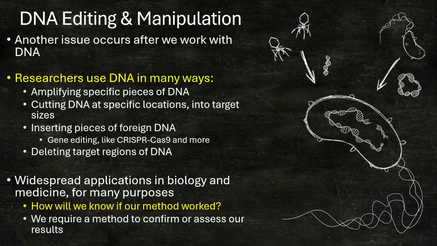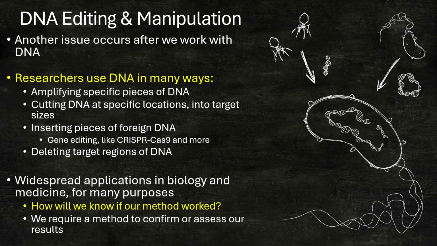Now, researchers use DNA in a variety of ways, including taking pieces of the DNA and amplifying it, making many copies of that DNA. In some cases, researchers will be cutting up that DNA at specific locations. They might be inserting new pieces of DNA, doing gene editing, or deleting regions of DNA. We also need some kind of method to test and make sure that when we have done some of these applications, we've made copies or inserted things or deleted things, that the method actually worked. How can we tell that the manipulations that we did to DNA actually happened?